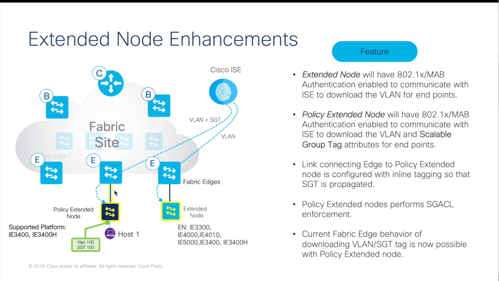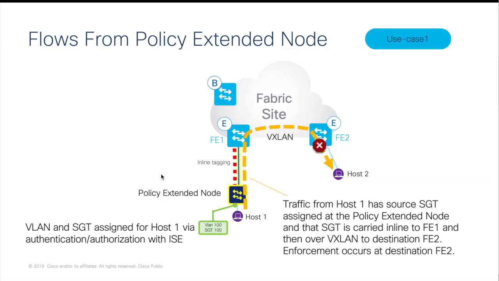And one new thing that's provisioned by Cisco DNA Center is CMD tagging within the layer 2 frame to carry the SGT from the policy extended node northbound to the edge, and also from the edge southbound to the policy extended node. And the next couple of slides show how that works. So there's some use cases.